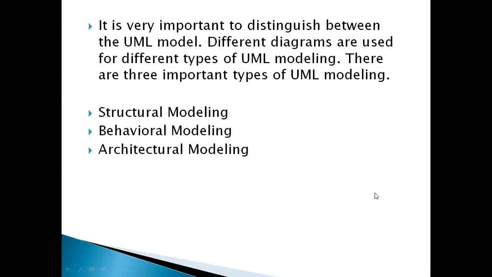It is very important to distinguish between the UML models. Different diagrams are used for different types of UML modeling. There are three important types of UML modeling: structural modeling, behavioral modeling, and architectural modeling.